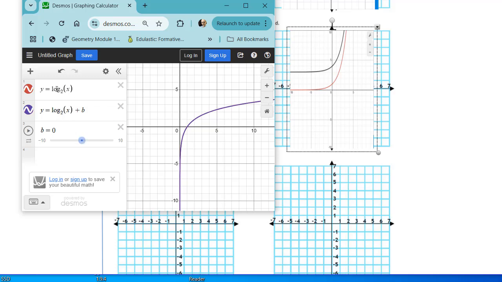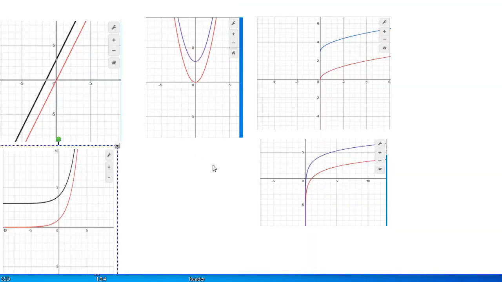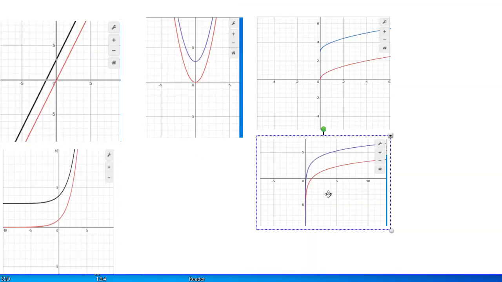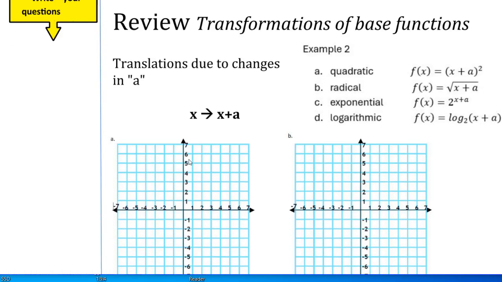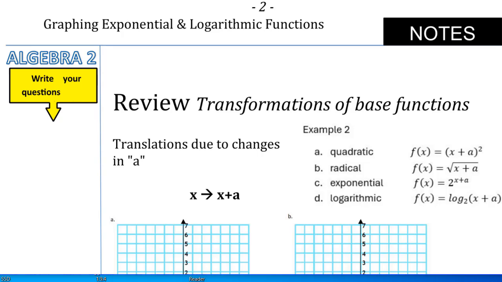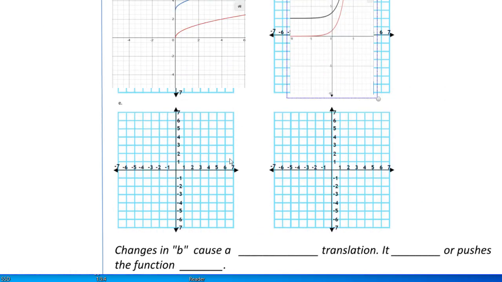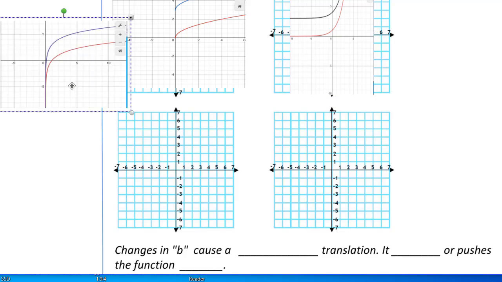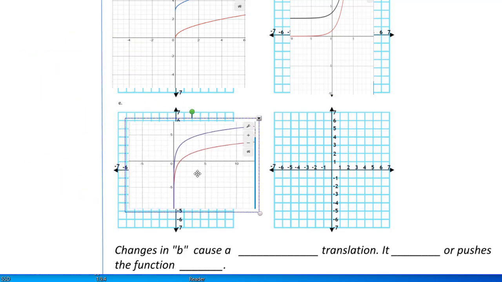So what does b do to it? Well, you can see I've got the base function, log base 2 of x, and then log base 2 of x plus b. And when I slide b around, it does that. Okay. Is that a horizontal or a vertical shift? That's the question. All right. Let's bring that over here and paste in my picture of the logarithmic equation. Oops, I went to the wrong page. This page here, and paste it there. So there's my logarithmic equation.